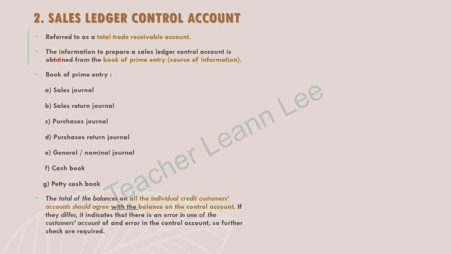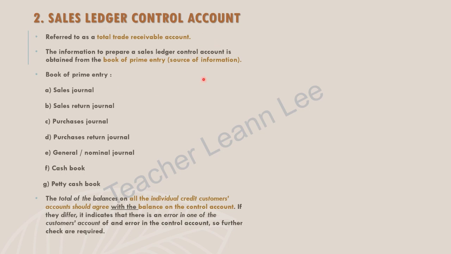I will get the information from the books of prime entry. I can't use the trade receivable amounts, total them up from the sales ledger and put them into my SLC. The problem is, if I do this, I can't have the comparative effect. I don't know whether the credit sales that I recorded in the sales journal were already recorded in my sales ledger or not. So that is the purpose I need to prepare the SLC, as a master list to check whether I have put the entries into my ledger correctly or not.